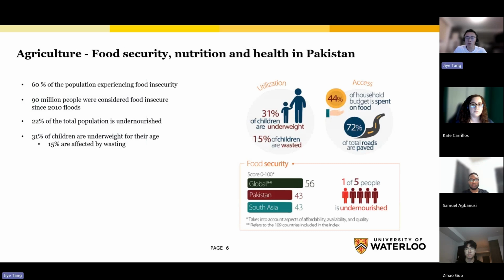Our research also focused on the ongoing challenge of food security, nutrition, and health in Pakistan's agriculture sector, particularly since the 2010 floods. It highlights key stats on insecurity levels, undernourishment rates, especially among children, and broader access issues, including comparisons to regional and global benchmarks.